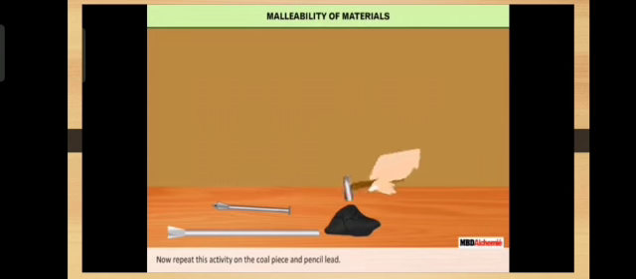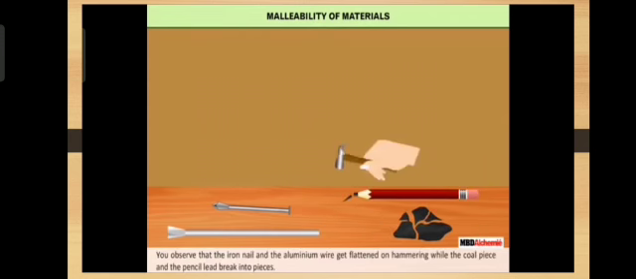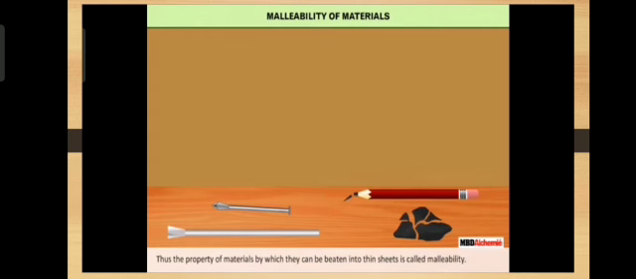Now repeat this activity on coal and a pencil lead. You observe that the iron nail and aluminium wire get flattened on hammering, while the coal piece and pencil lead break into pieces. Thus, the property of material by which they can be beaten into thin sheets is called malleability.